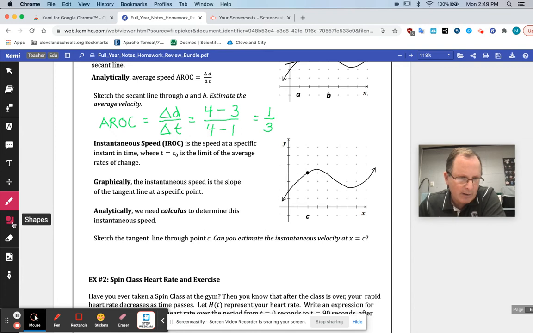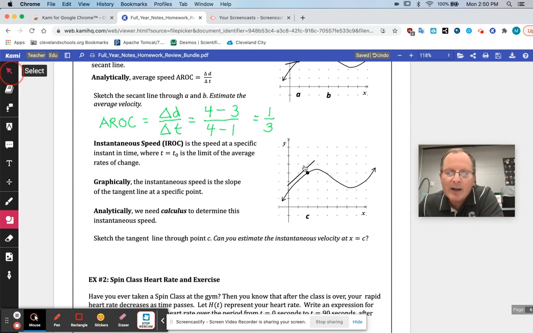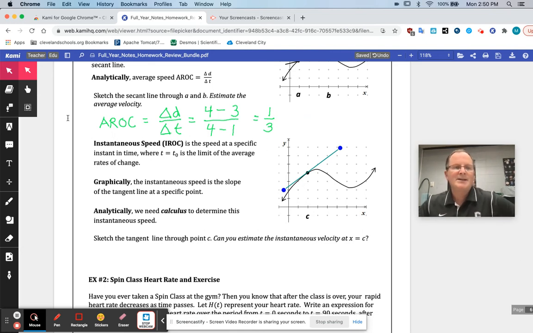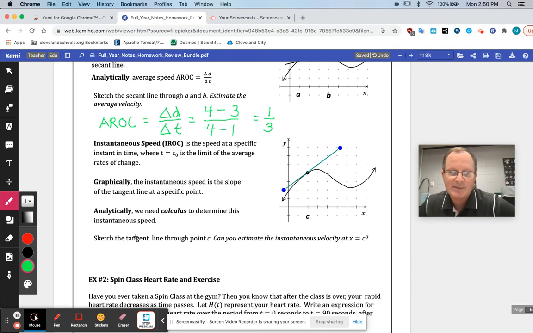Here, I'll use the shapes again. We want the slope of that line. Oh, that is just terrible. But let's see if we can make some changes to it. Oh, there we go. Pretty good. And I'll just extend it a little bit there. Okay, pretty happy with that. So let's see what we got. This time we needed calculus to determine this instantaneous speed, or we could use that method that we used before to see if we could come to a conclusion.